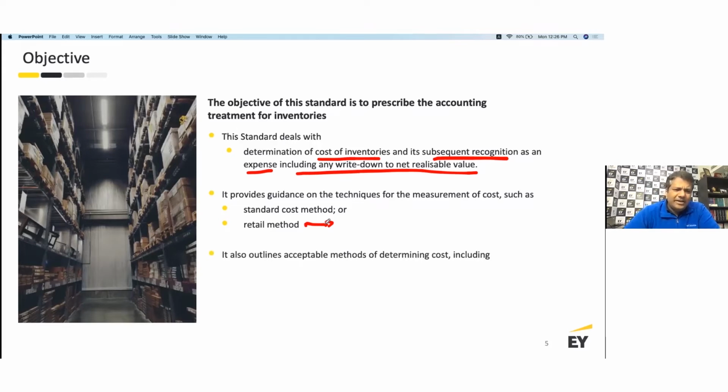But end of the day, whatever formula you use, you try and approximate that to your actual cost. I think that's the overall guiding principle that companies are expected to follow. It also outlines acceptable methods of determining cost, including the specific identification method, or a first in, first out method, or a weighted average cost method, right? These are different cost formulas which are allowed to be used.